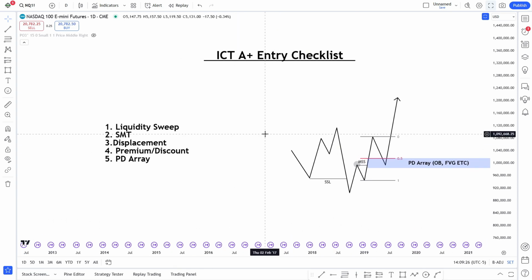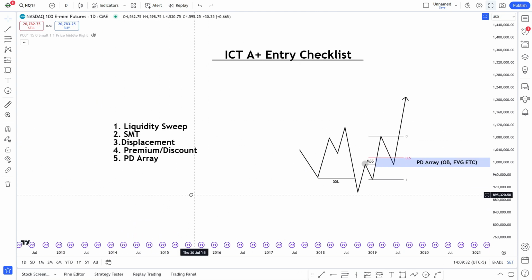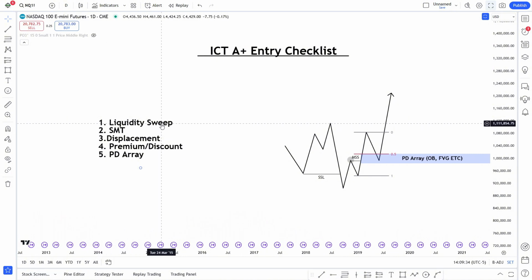So how this process goes for our A+ entry checklist is we have a 5-step protocol that we always follow. The first step being a liquidity sweep, second being an SMT divergence between two correlated assets / markets. Third, we look for a displacement. Fourth, we look to enter on a premium / discount depending on whether we are bearish or bullish. And then fifth, we look for a clear and obvious PD array to enter off of.